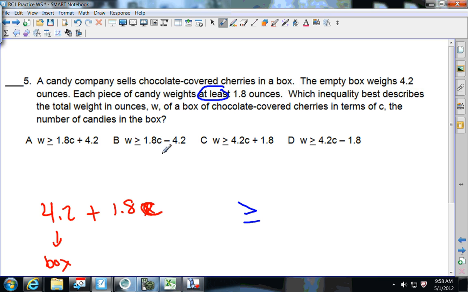So first off, it's not B because they're subtracting. It's not C, or D. D is subtracting. What's wrong with this one, C? This is saying that 4.2 ounces is each piece of candy, and that's not correct. So our answer is supposed to be A.